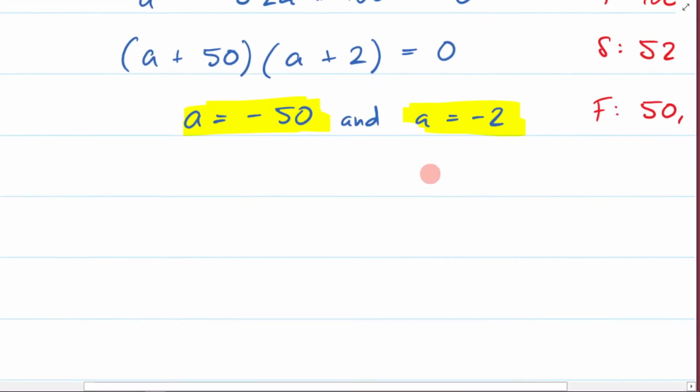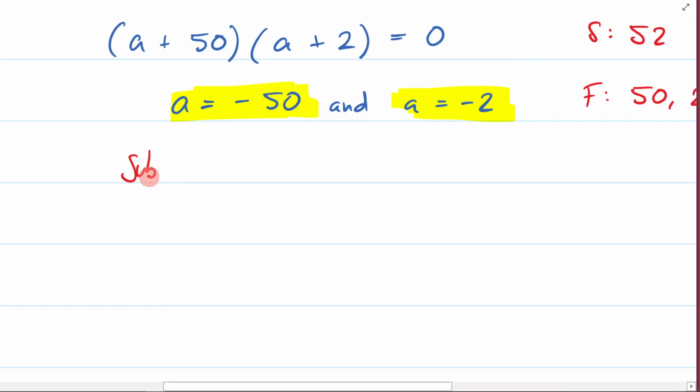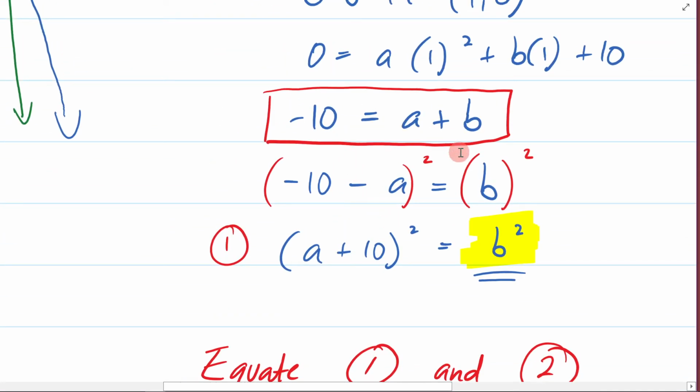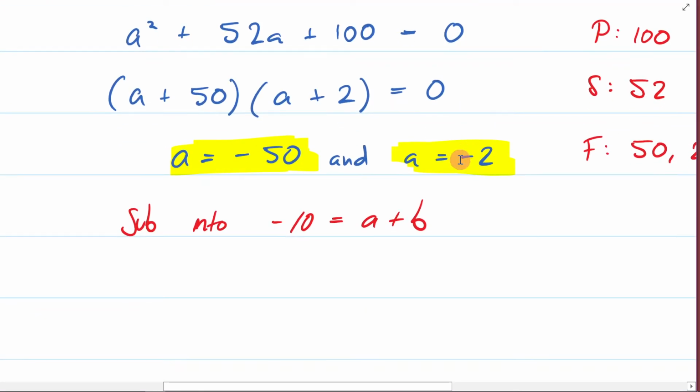So I'm going to sub into negative 10 is equal to a plus b. That's what I'm going to sub it into to find my answer. And let's just double check I wrote that correctly. That was correct, wasn't it? Yeah, negative 10 is equal to a plus b. Okie-dokes.